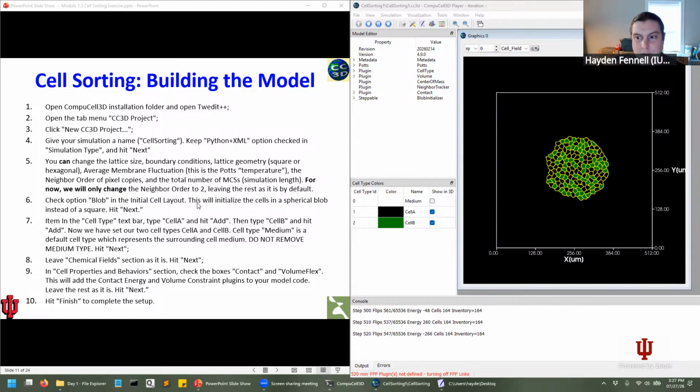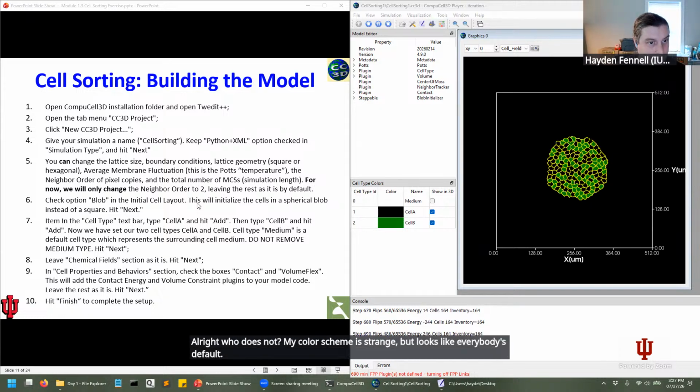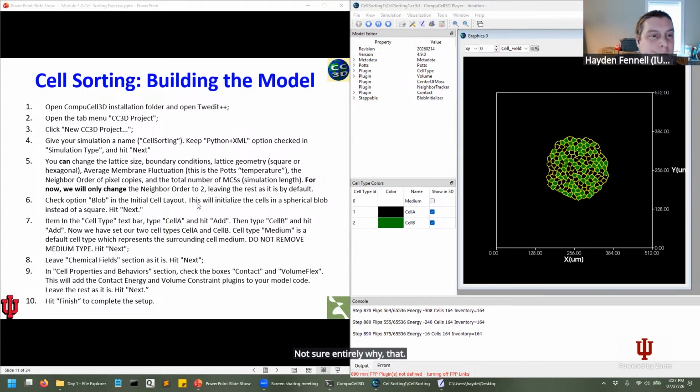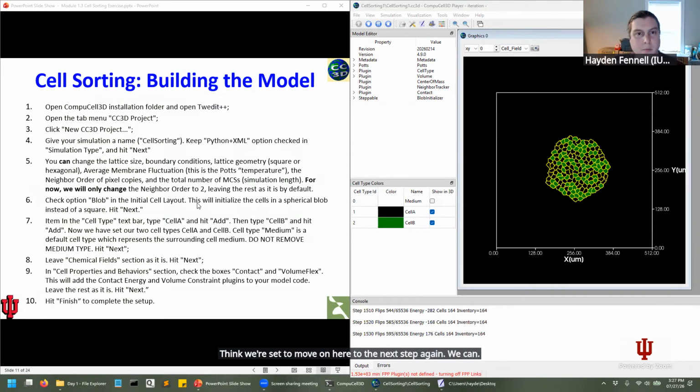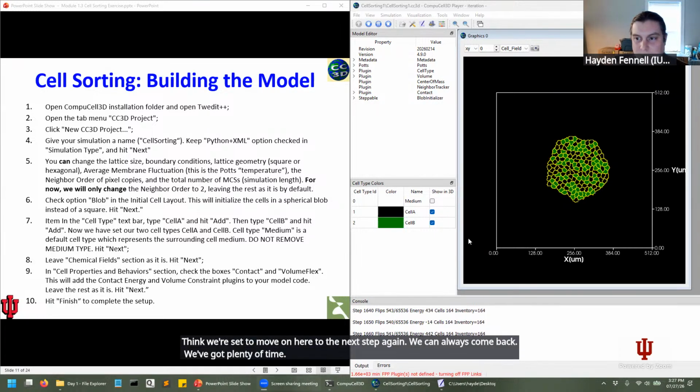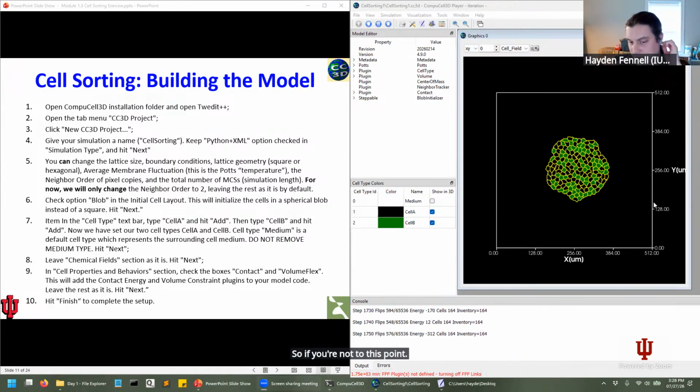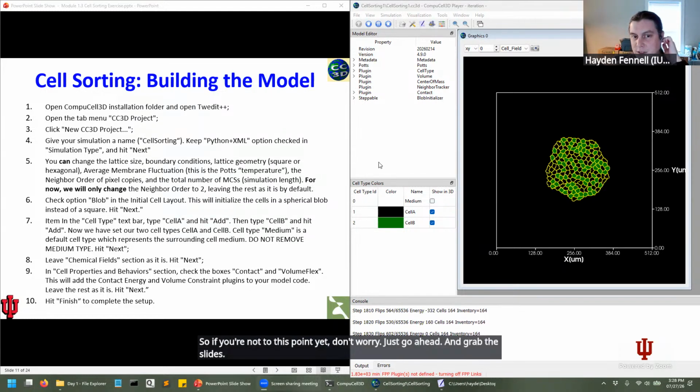My color scheme is strange, but it looks like everybody's default color scheme is a little bit different. Not sure entirely why that is. All right, looks like most people were able to get it. I think we're set to move on to the next step. Again, we can always come back. We've got plenty of time. If you're not to this point yet, don't worry. Just go ahead and grab the slides from online and the instructions are in there.